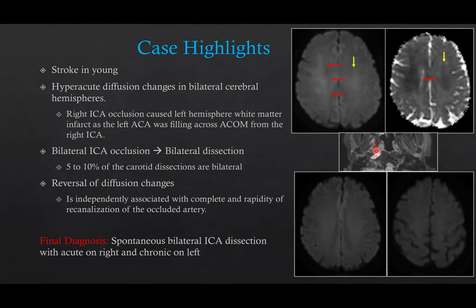And this is a case of bilateral ICA occlusion, probably bilateral ICA dissection, one which is chronic and one which is acute. Looking at the tortuosity of the vessels, we thought that she must be having some underlying connective tissue disorder, but all her workup did not suggest anything. So finally, this was a case of bilateral ICA dissection, one acute and the other chronic. At presentation, because of only one vessel supporting both hemispheres, she had infarcts in both hemispheres, with reversal of the diffusion changes after recanalization, or restoration of the intracranial flow.